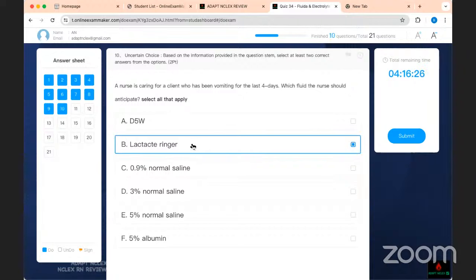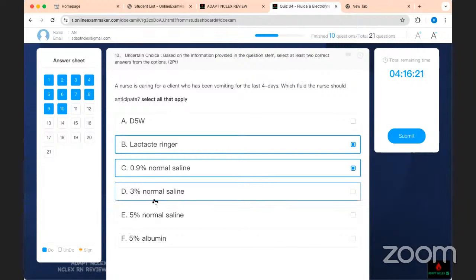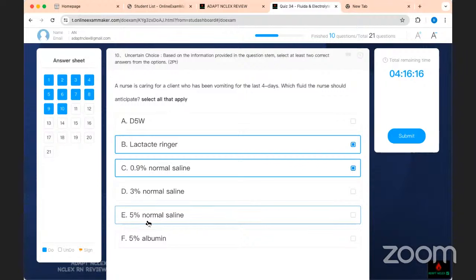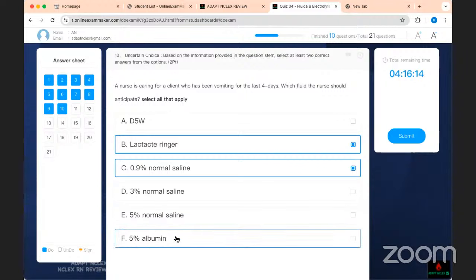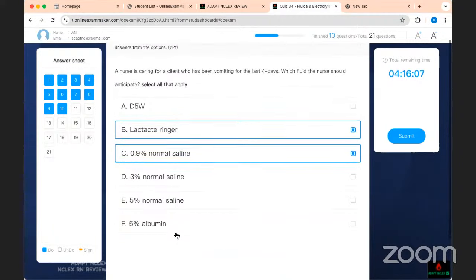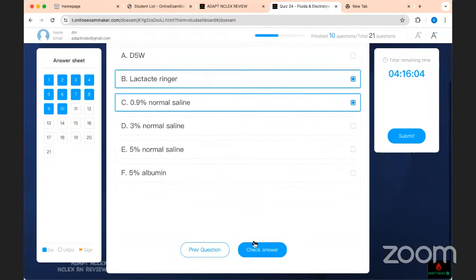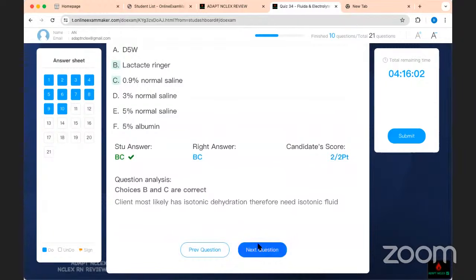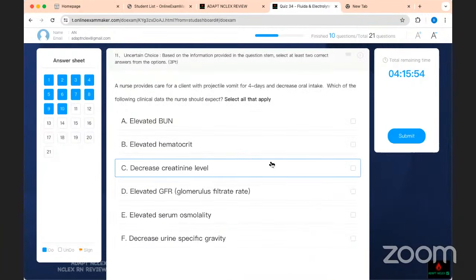Lactated Ringer's is isotonic. 0.9% is isotonic. 3% normal saline is not isotonic. 5% normal saline is non-isotonic. 5% albumin is a colloid. Therefore, you only have two answers, right? So don't overselect. Break down the question and you can see that you can answer it easily. It's isotonic dehydration. Therefore, you need isotonic fluid. So answer the question like that. When they give you a question, make it easy to manage.